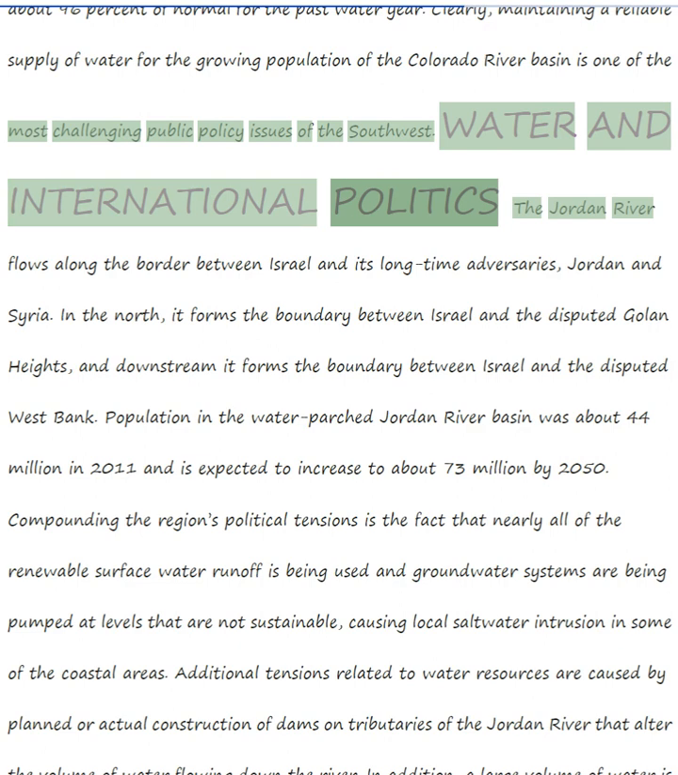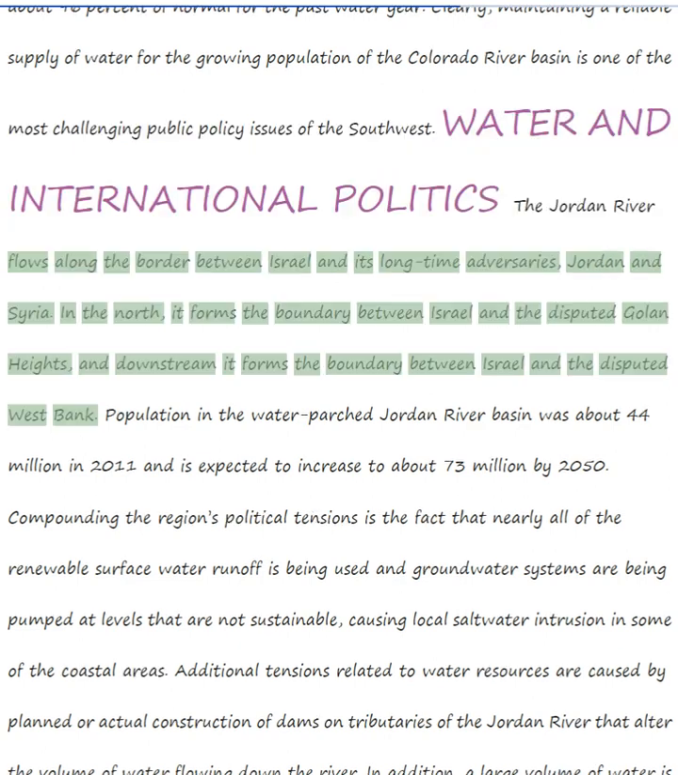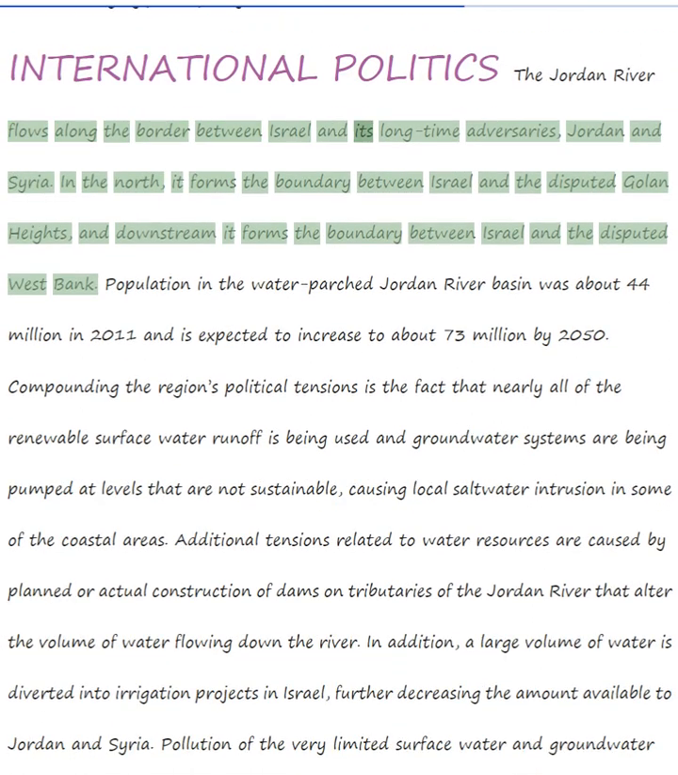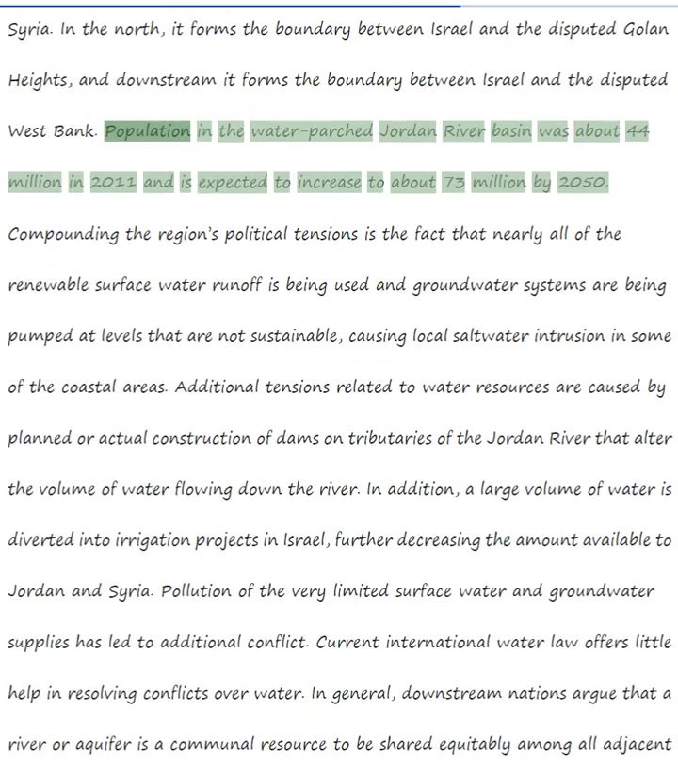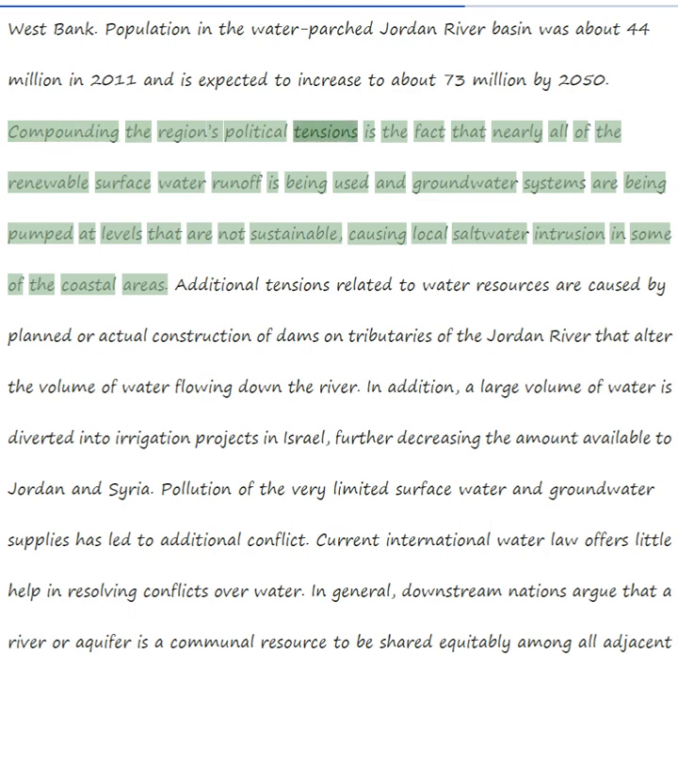Water and international politics. The Jordan River flows along the border between Israel and its longtime adversaries, Jordan and Syria. In the north, it forms the boundary between Israel and the disputed Golan Heights, and downstream it forms the boundary between Israel and the disputed West Bank. Population in the water-parched Jordan River Basin was about 44 million in 2011 and is expected to increase to about 73 million by 2050.